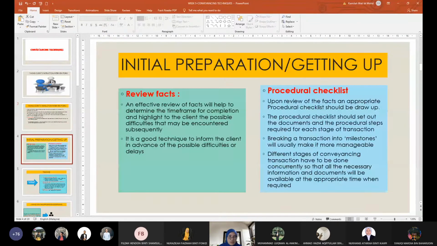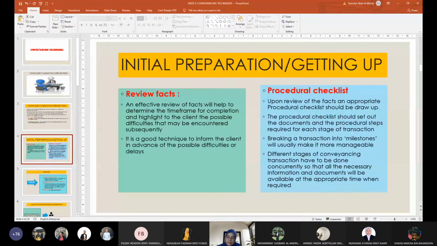Okay. So after the interview session, your client dah balik. So you have all the facts with you based on the information that you record in the interview form. So you review the facts. An effective review of facts will help to determine the time frame for completion and highlight to the client the possible difficulties that may be encountered subsequently. It is a good technique to inform the client in advance on the possible difficulties or delay.